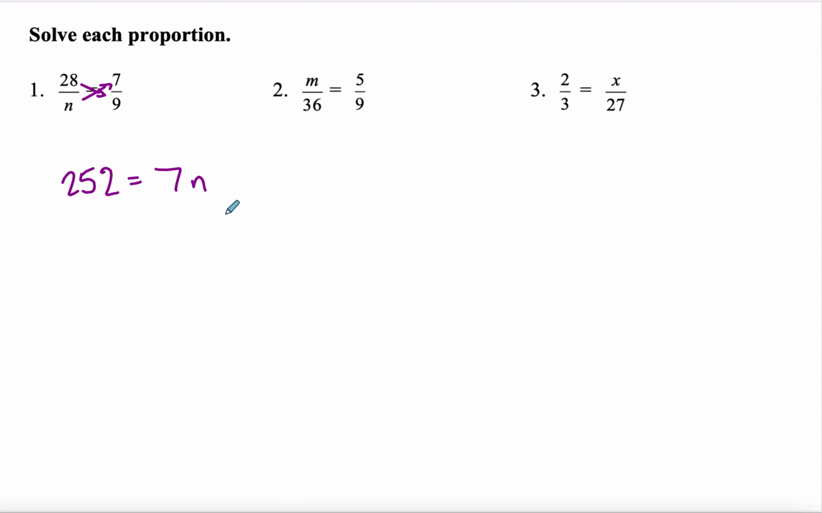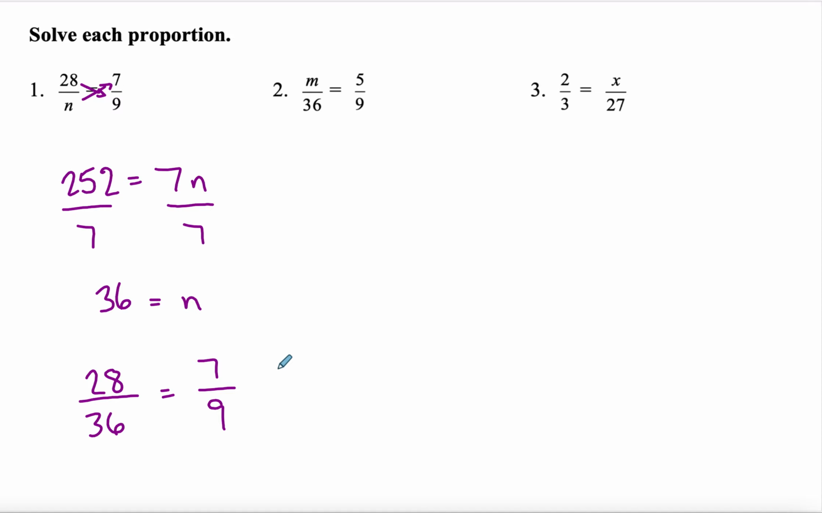Now again, whatever number is attached to the variable, we divide both sides by that number. 7 divided by 7 is just 1, so we're left with n, 1n. 252 divided by 7 is 36. Okay? So what it's saying is 28 divided by 36 is the same as 7 divided by 9. That's what information we've received.